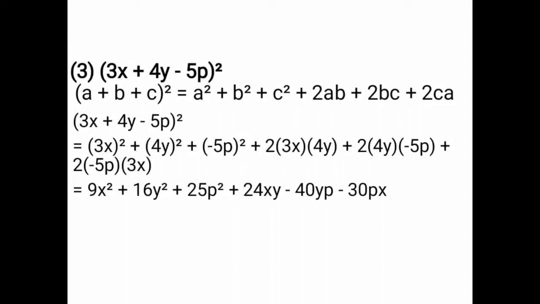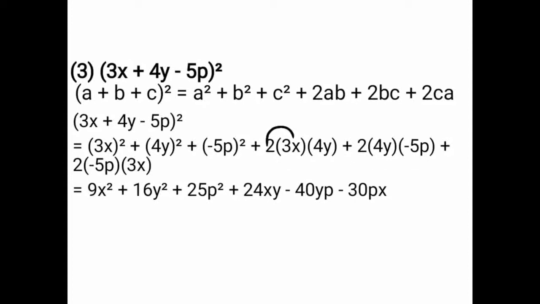After multiplying this all, the square of 3x is 3x into 3x, which is 9x square. The square of 4y is 4y into 4y, 16y square. The square of minus 5p is minus 5p into minus 5p, which is plus 25p square, because minus into minus gives plus. Plus, now multiply this 2ab plus 2bc plus 2ca. If they are written together without a multiplication sign, you have to multiply all this.